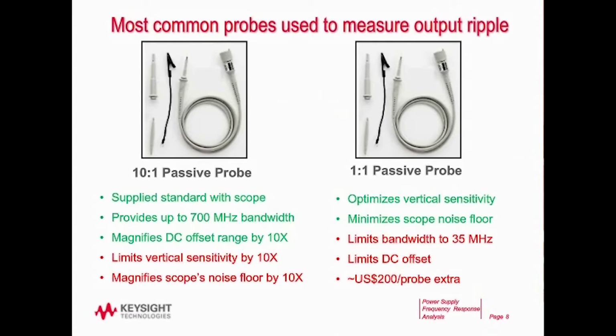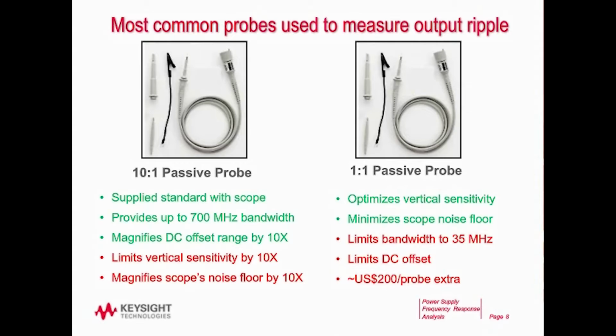So these are the two most popular types of probes that are used to measure output ripple. The one on the left, that's what comes with your scope, a 10-to-1 passive probe. And unfortunately, that's what most people use to measure output ripple. It's got some good points I've highlighted in green there. It comes with your scope. You don't have to pay more for it. It has relatively acceptable high bandwidth, especially for output ripple measurements, up to about 700 megahertz bandwidth.